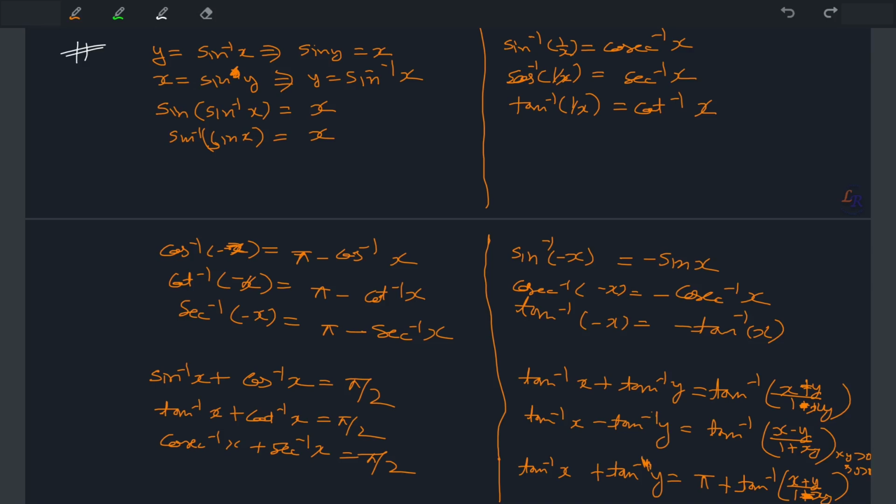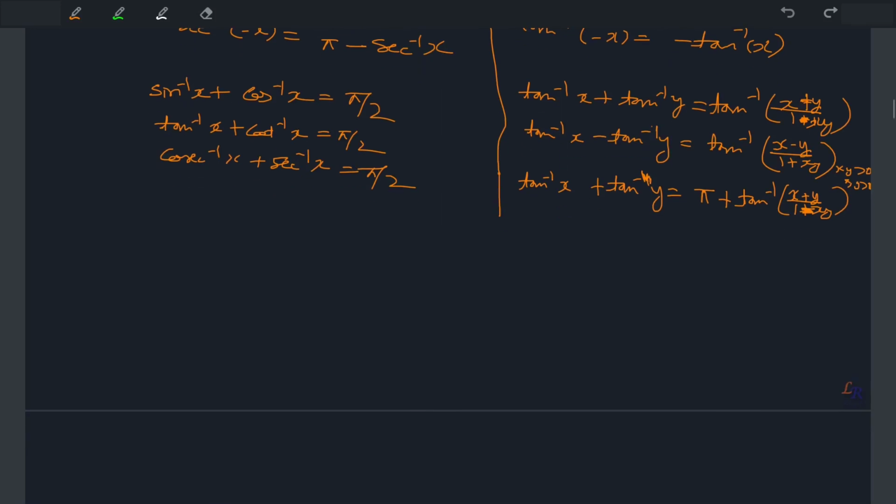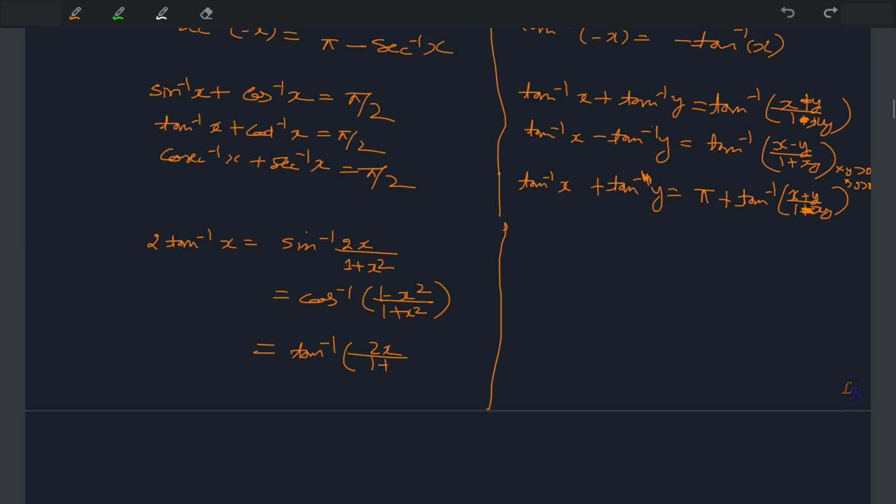Okay, the other functions we may have here are the 2x type. For example, 2 tan inverse x can be written as sine inverse of 2x upon 1 plus x squared for the appropriate domain values, remember, so for validity you have to check. For another domain range it can be written as cos inverse of 1 minus x squared upon 1 plus x squared, or as tan inverse of 2x upon 1 minus x squared. Okay.